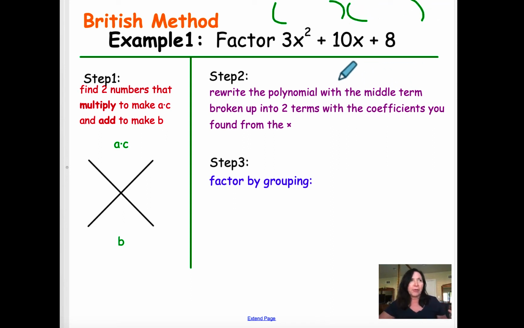The whole purpose of reviewing this factoring is just basically to try to help you factor better. And so the first step is basically to find two numbers that multiply to make a times c. So this is your a.